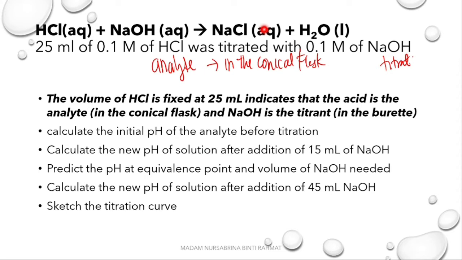You are supposed to calculate the initial pH of the analyte, which is my HCl, before the titration begins. Then the new pH after addition of 15 milliliters of NaOH. Then the pH at the equivalence point and the volume of NaOH needed. Then the new pH after addition of 45 milliliters of NaOH. And then you are supposed to sketch the titration curve.